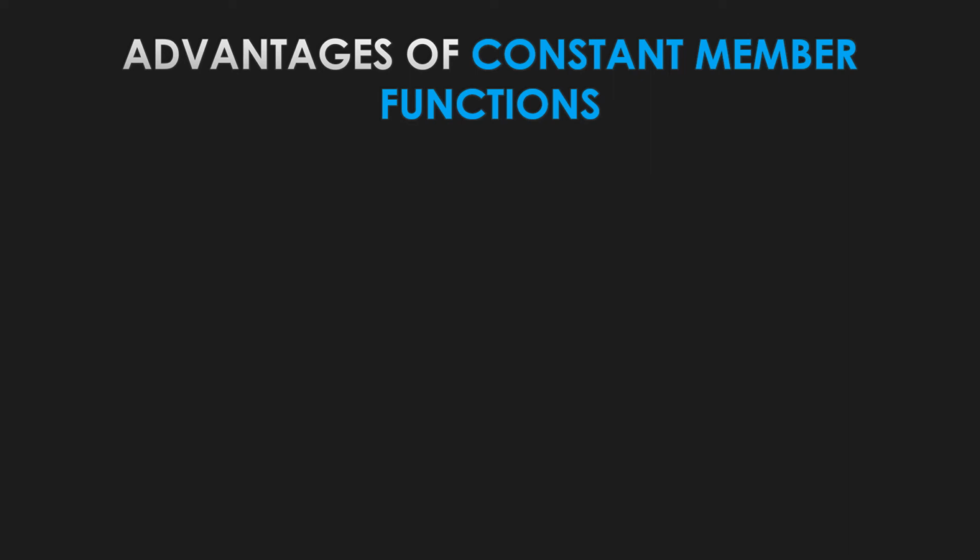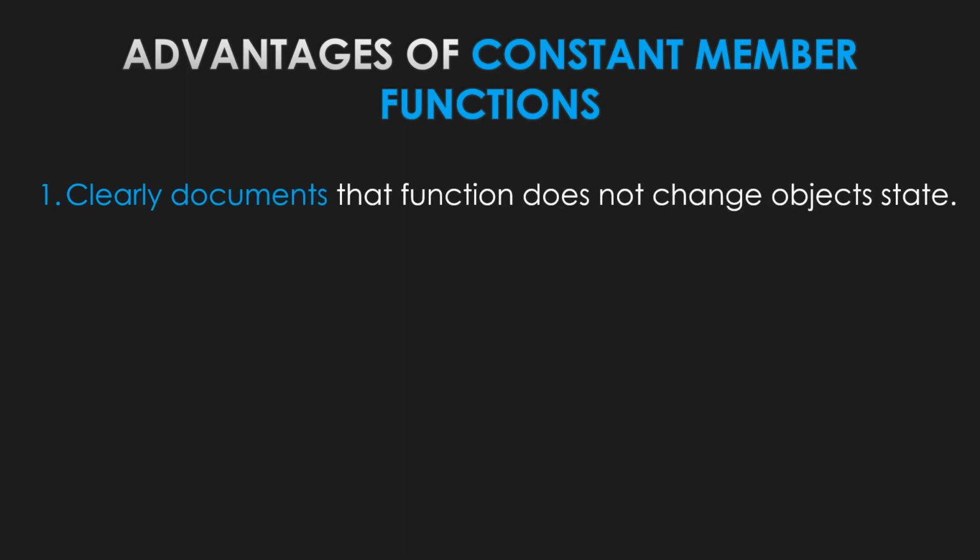Now let us see some of the advantages of constant member functions. First one is it clearly documents that a function does not change the object's internal state. Const gives you the ability to document your program more clearly and actually enforce that documentation. By ensuring your documentation, the const keyword provides guarantees to your user that allow you to make performance optimization without the threat of damaging their data.